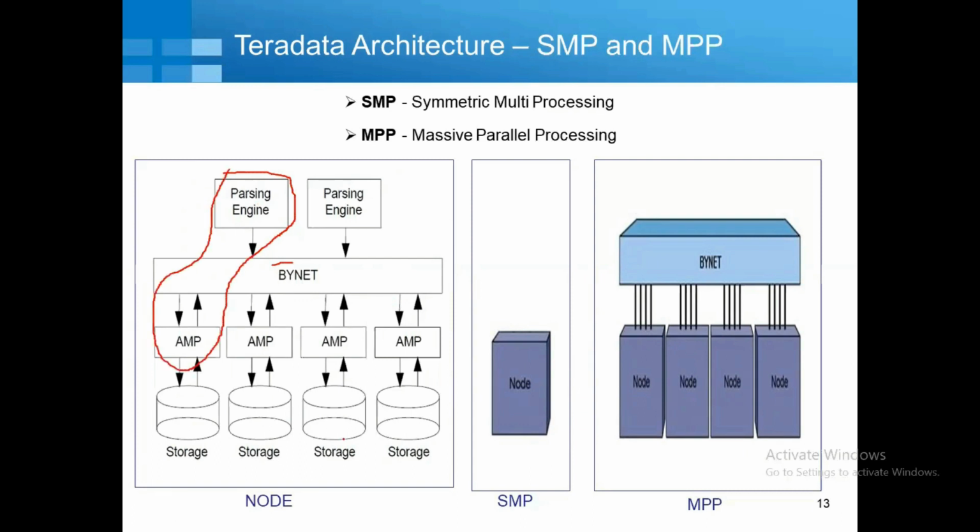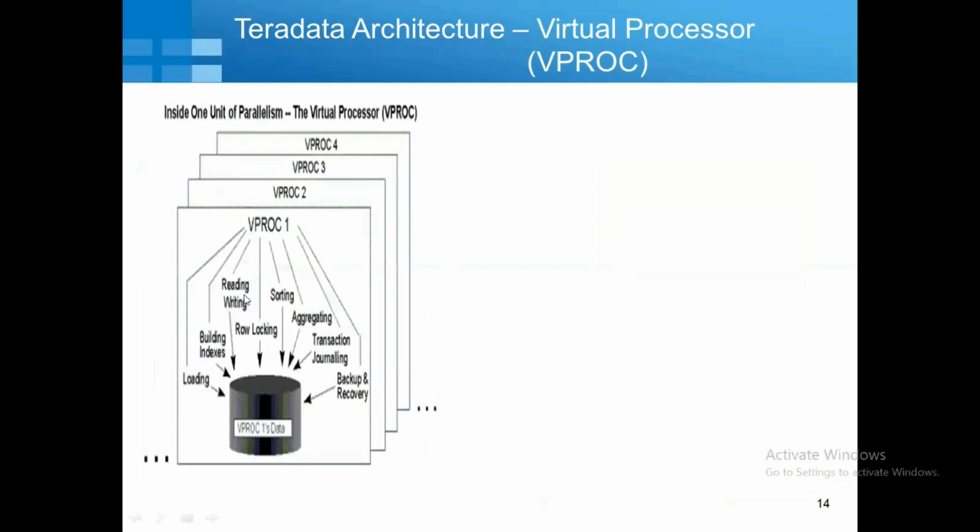So this is like one virtual processor, sometimes we call it Vproc. Vproc is a combination of parsing engine and AMP. What is the functionality of Vproc? To read the data from the outer world to Teradata, or Teradata to the outer world. Read and write operations, and then sorting. While storing the data, if you want to store it in sorted order, it will run the sorting algorithm, build the indexing, and load the data into the database, and aggregations.